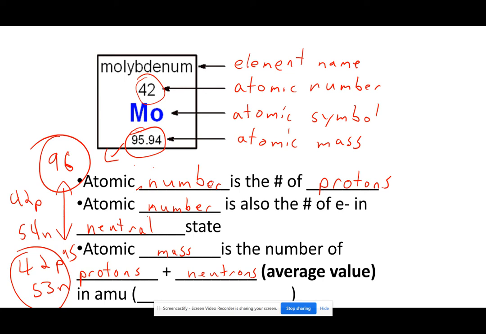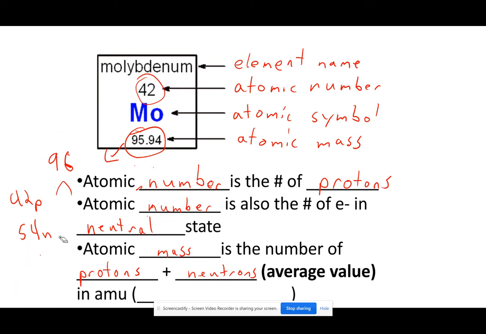You'll learn more about that in chemistry. All you need to know for now is that we just round the atomic mass straight up to 96, because we use this number right here to round it to the nearest whole number. So I look at this number. And so atomic mass is the number of protons plus neutrons, and that's measured in AMU, which is called atomic mass unit.